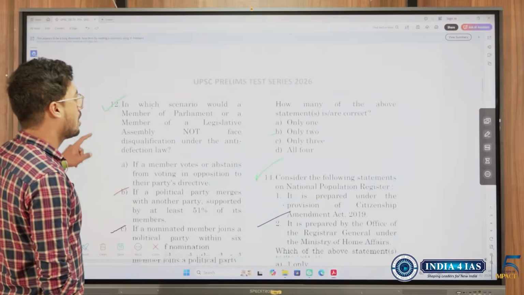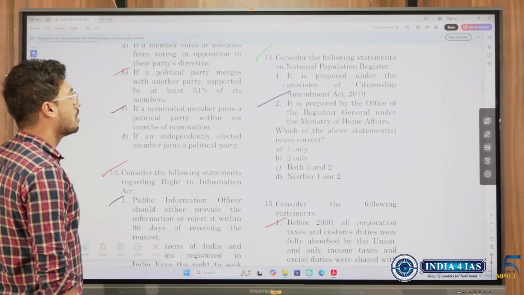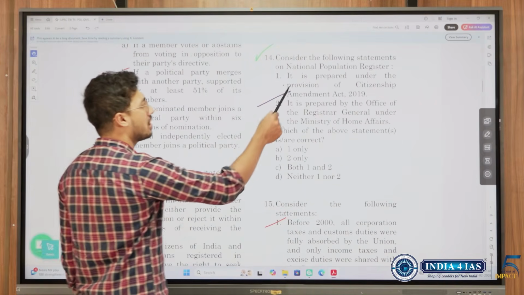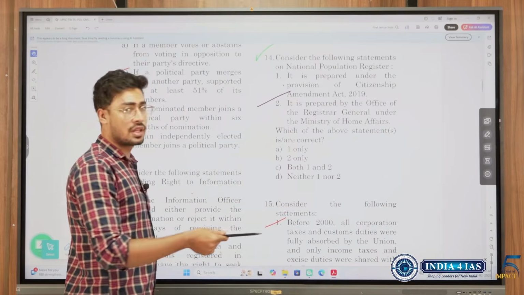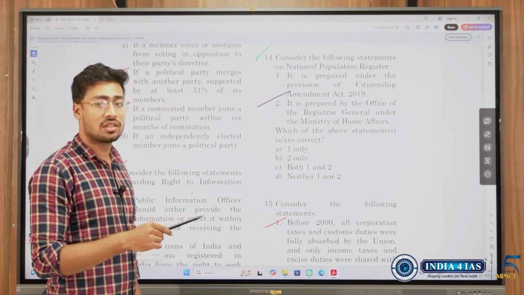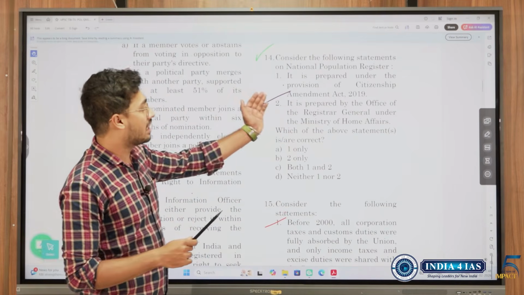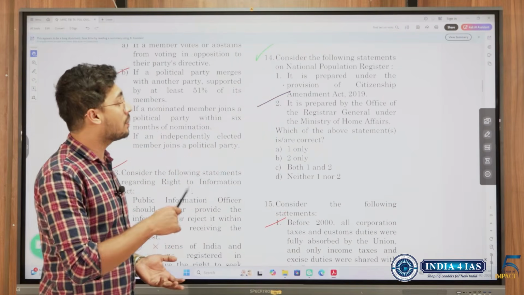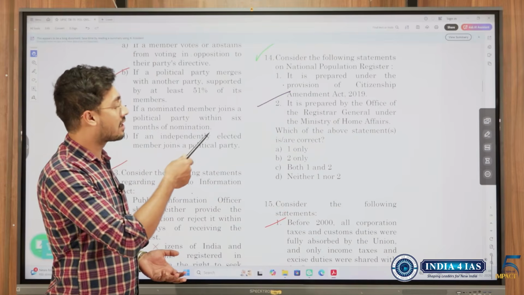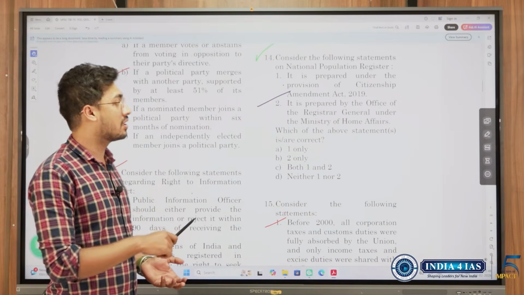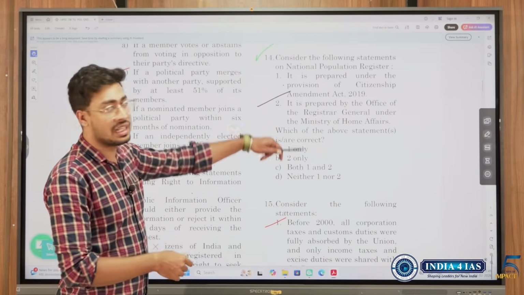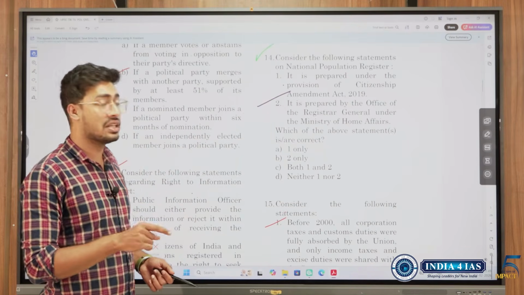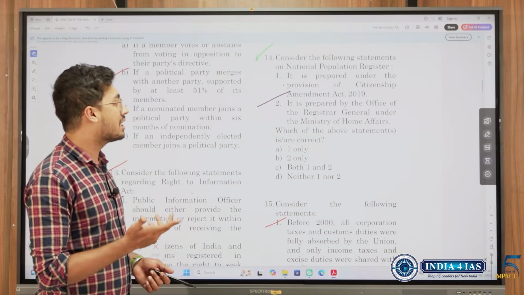Question number 14. See, National Population Register, just a simple thing which I wanted to tell. The National Population Register was done around 2015, but here they are telling that it is prepared under the Citizenship Amendment Act 2019. So how can it be done earlier? It was done earlier in 2015. Then how can it be prepared under the 2019 Act? So it is wrong. It was prepared under the Citizenship Act of 1955. This was the only trap.